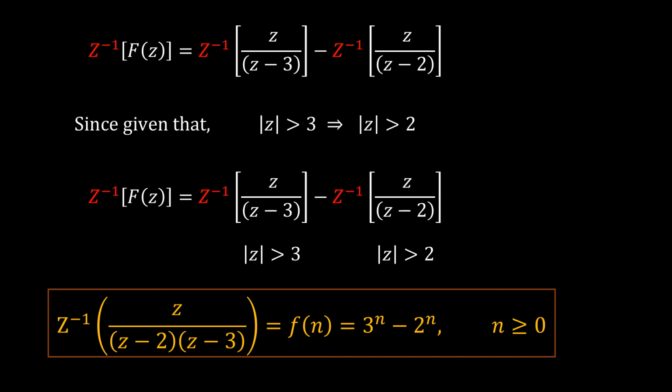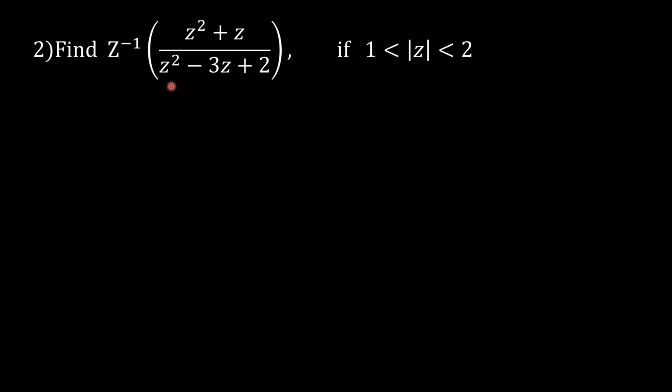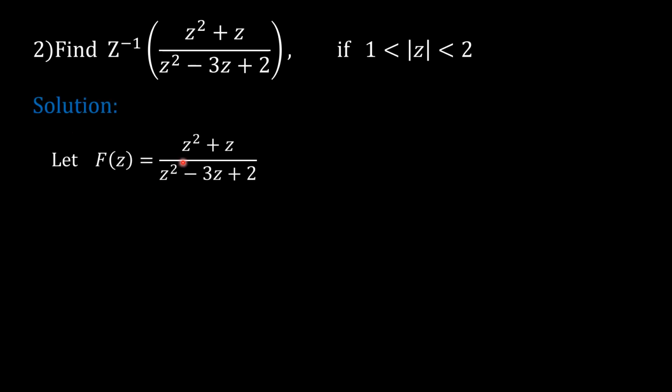Let us see one more example. Find the inverse Z transform of z square plus z divided by z square minus 3z plus 2 if 1 is less than mod z less than 2, which is the region of convergence, that is an annulus. Now in the solution we will consider F of z, which is z square plus z divided by z square minus 3z plus 2.